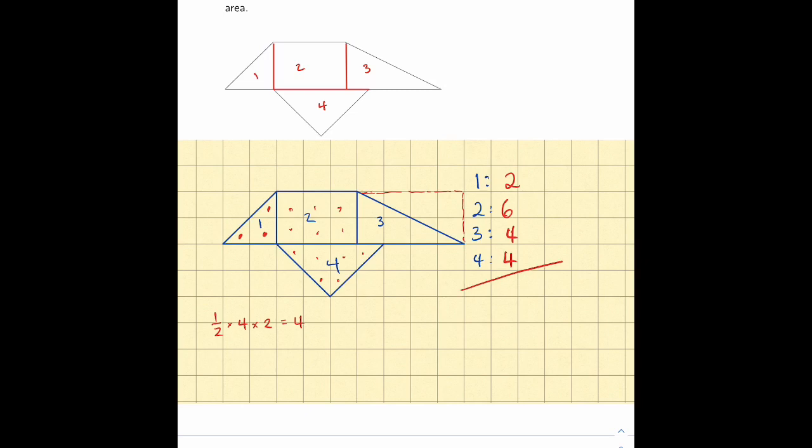So if I add those all together, 2 plus 6 is 8, plus 4 is 12, plus 4 is 16. I have 16 squares. Now, squares is a non-standard unit because it depends on the size of the graph paper that I'm using. In this particular case, if this was in a book where it was made clear that this was 1 centimeter by 1 centimeter, then you could say 16 square centimeters, but not necessarily, unless that was the case.